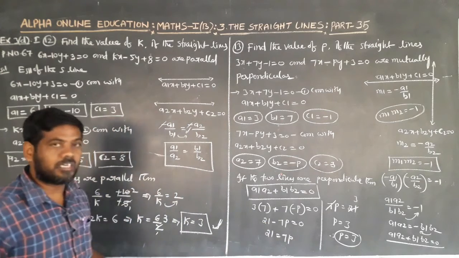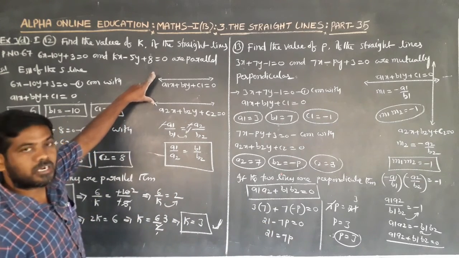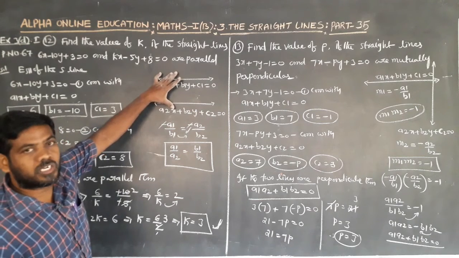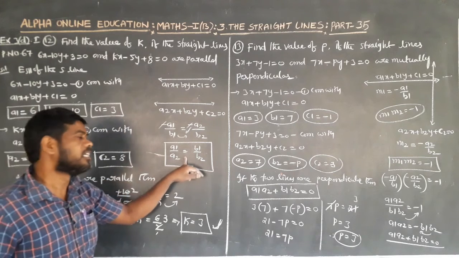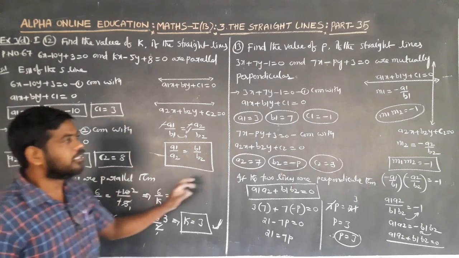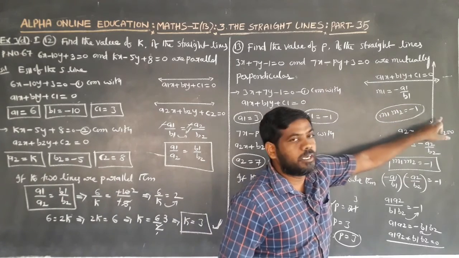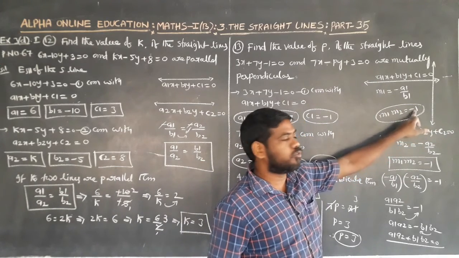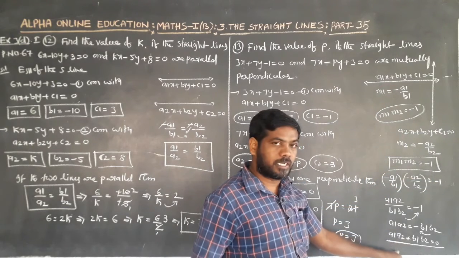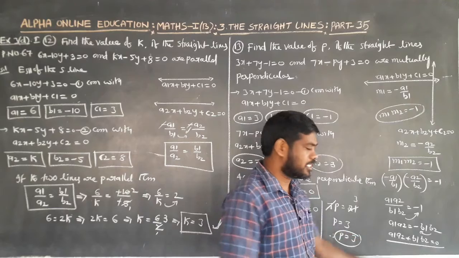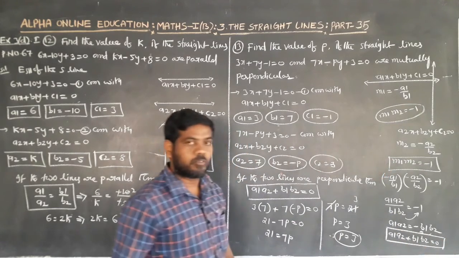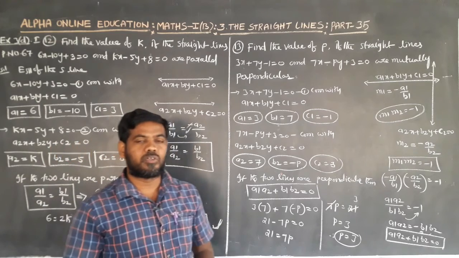So clearly, if the two lines are parallel, then their slopes are equal. The condition for the two lines to be parallel is A1 by A2 is equal to B1 by B2. Again, if the two lines are perpendicular, then the product of their slopes is equal to minus 1. The condition for the two lines to be perpendicular means A1 A2 plus B1 B2 is equal to 0.